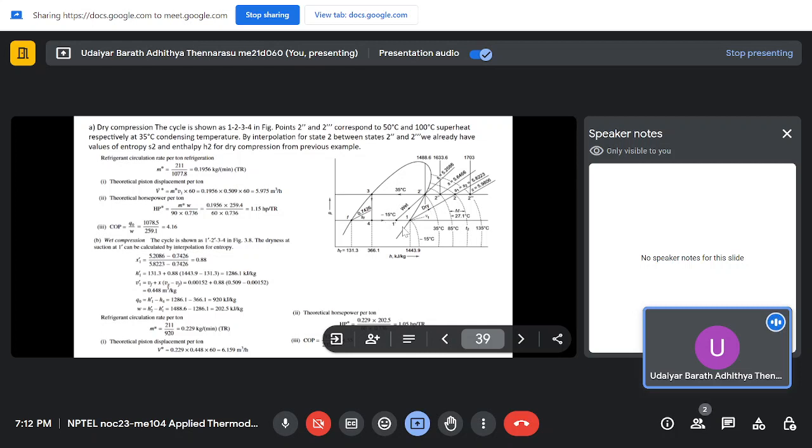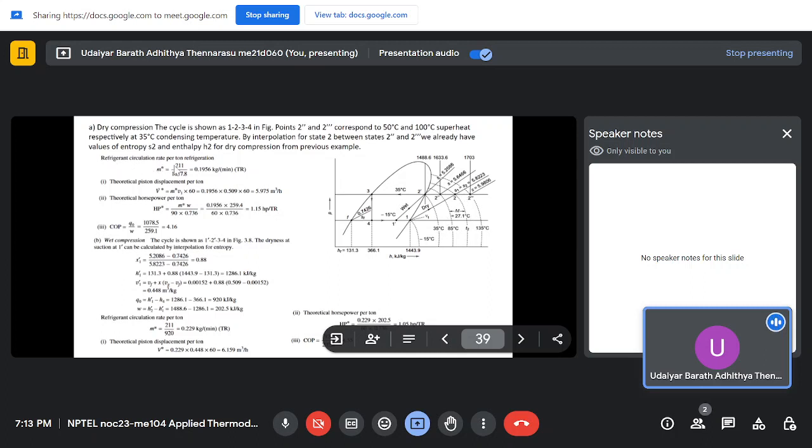Wet compression is where your end of compression is at saturated vapor, and in dry compression your inlet to compression is saturated vapor. So these are the two cases. So if you see, we have already calculated 1 and 2, so we need to calculate the case for 1 2 dash. So this is the 2 which was calculated in the previous problem, so we'll use that.